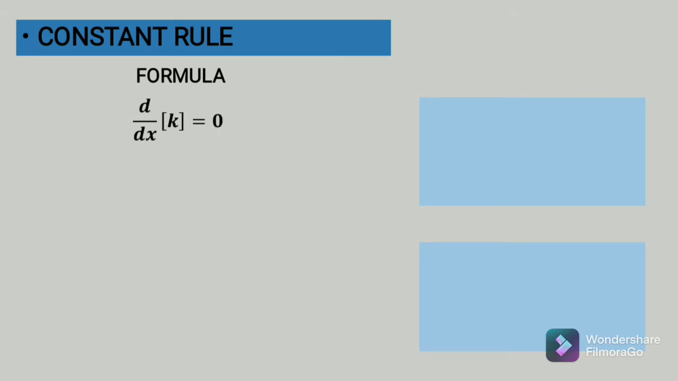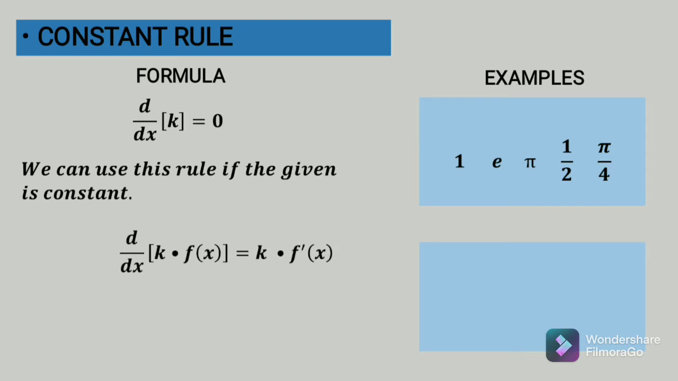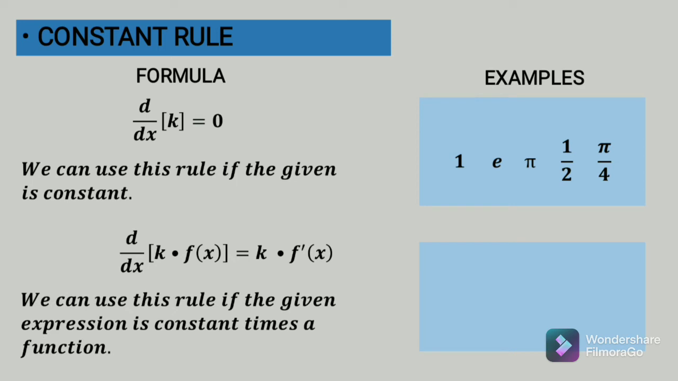The constant rule tells that the derivative of k is equal to 0, where k is a constant. We can use this rule if the given is a constant, just like the example on the right side: 1, e, pi, 1/2, pi r over 4. And also we have the constant multiple rule. It tells that the derivative of k times f of x is equal to k times the derivative of f of x. We can use this rule if the given expression is a constant times a function, just like the example on the right side.